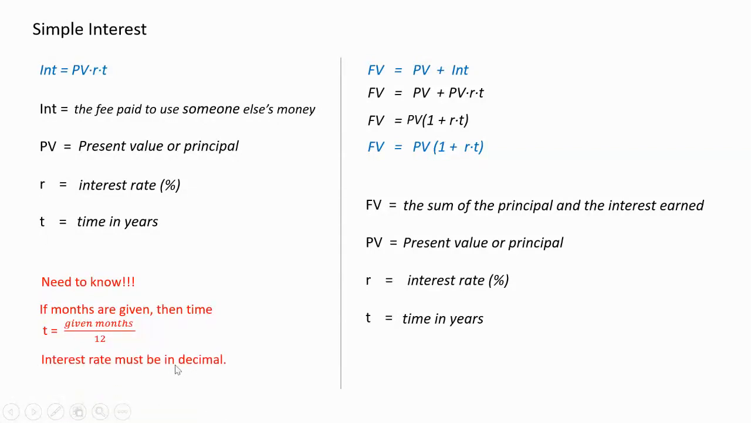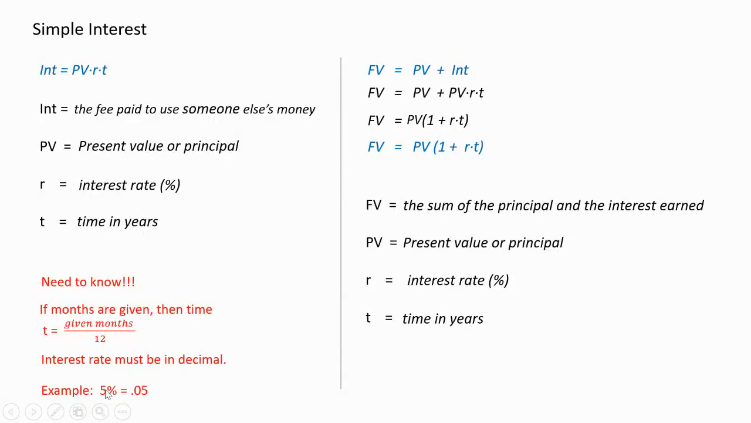Also, the interest rate must be in decimal. So there are two ways to get the correct interest in decimal. You can move the decimal point 2 places to the left and drop the percent symbol, or you can divide the 5% by 100 and it's going to give you 0.05. Okay, so there are two ways to get the interest in decimal. Let's do an example.